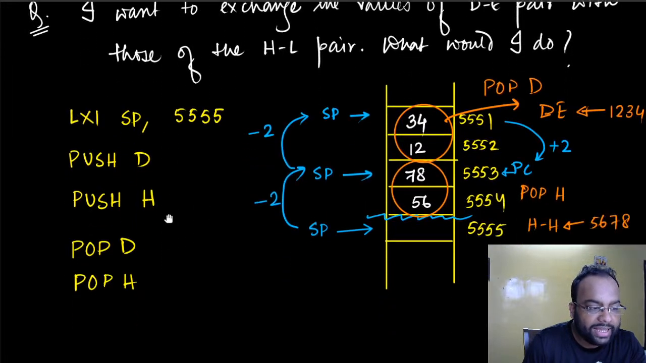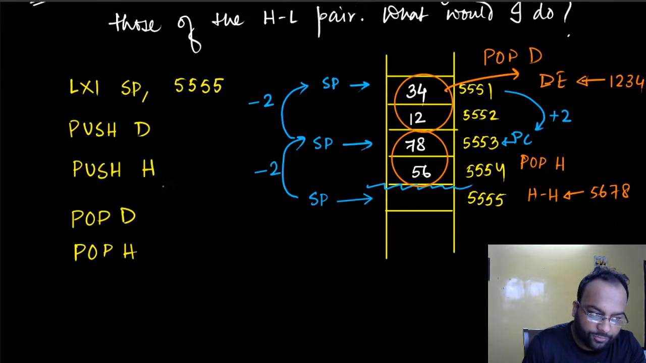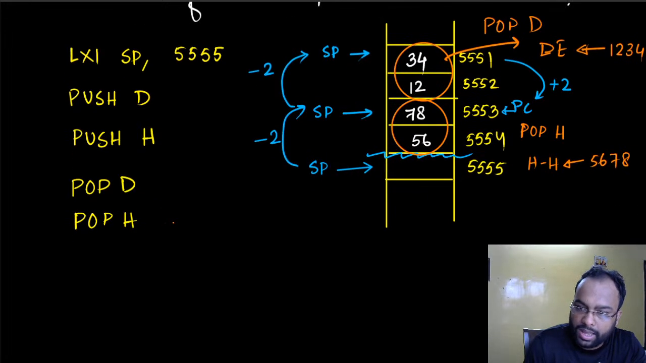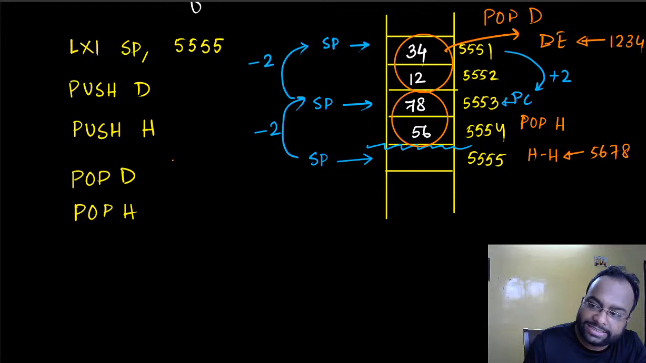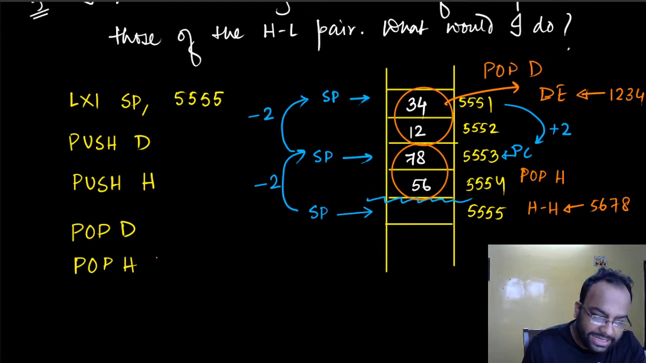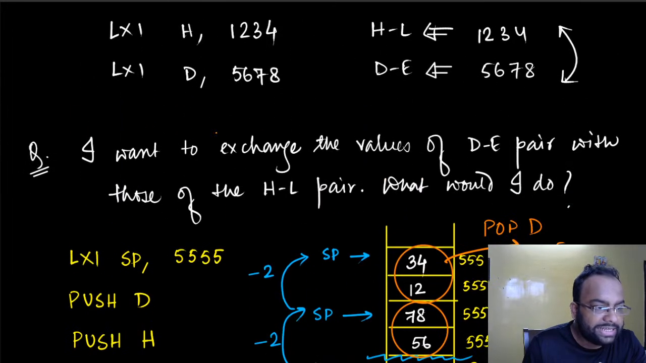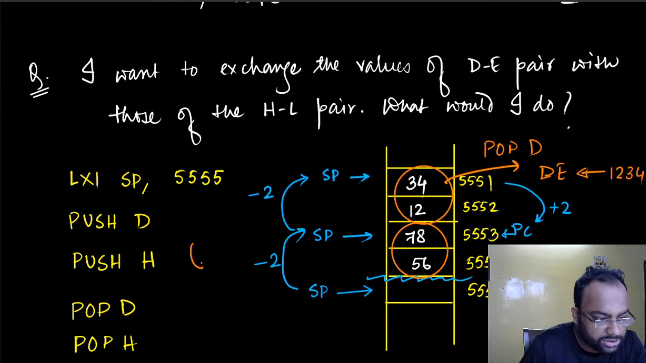So originally the HL register pair had a value of 1, 2, 3, 4. Now the DE register pair has got that value of 1, 2, 3, 4. And similarly, originally the DE register pair had a value of 5, 6, 7, 8. So this was 1, 2, 3, 4, and this was 5, 6, 7, 8.